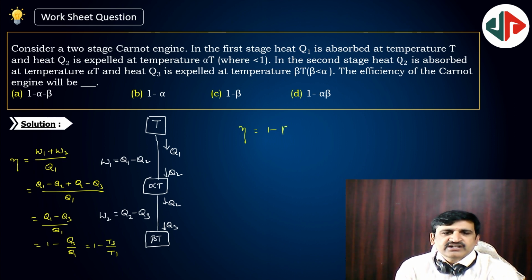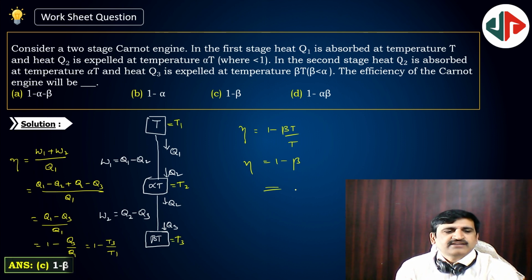T3 is beta T, by T1. T1 is T. So that is 1 minus beta. Eta equal to, this is actually T1 is equal to T, T2 is equal to alpha T, and T3 is equal to beta T. Wherever T3, you can substitute. So it is 1 minus beta, option C.